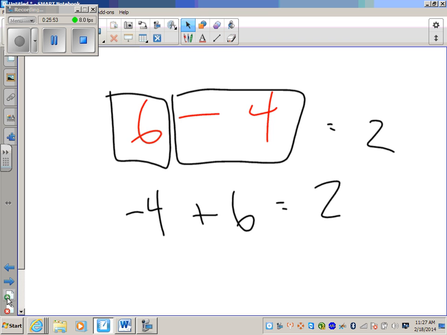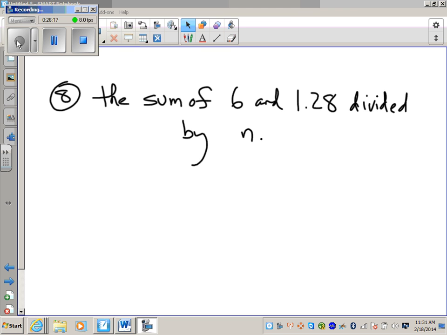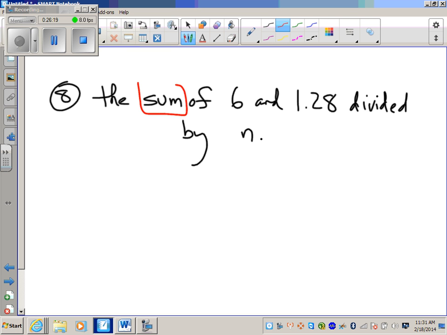Number 5 at the top of page 303. That one looks too easy. Try number 8. This time n is equal to 8. Key word is sum.